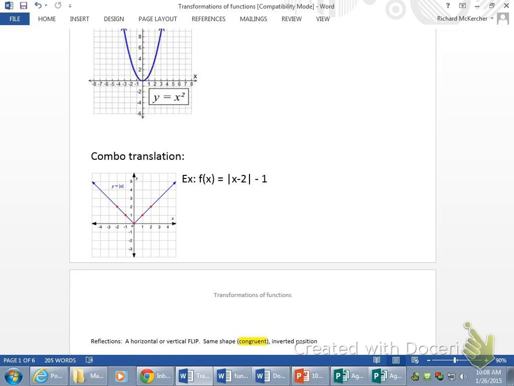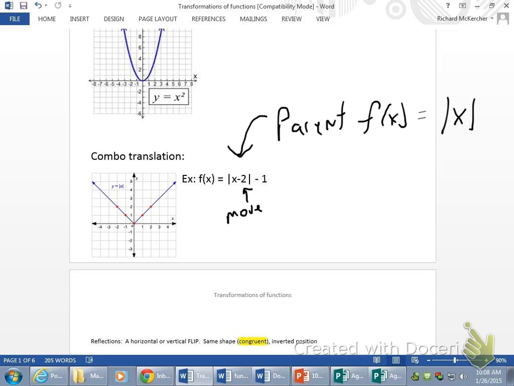We realize that we can do these things in combinations of each other. So the parent graph of this one is the absolute value. We recognize that, and we've got to figure out which one to do first. Just like the order of operations, we're going to start on the inside first. So we're going to move to the right 2 because it's on the inside. So subtract 2 would be to the right 2. And then we're going to do what's on the outside, which is going to be moved down 1.